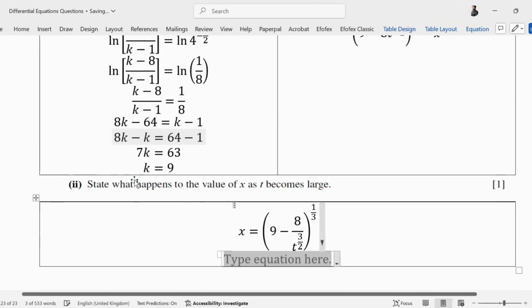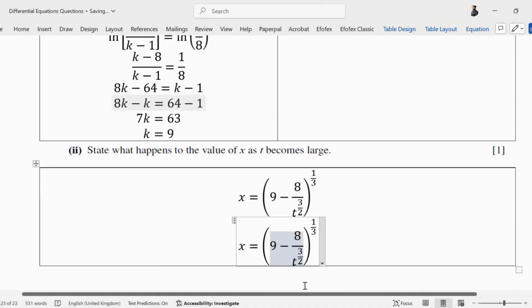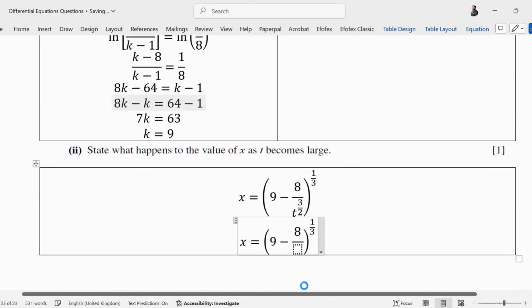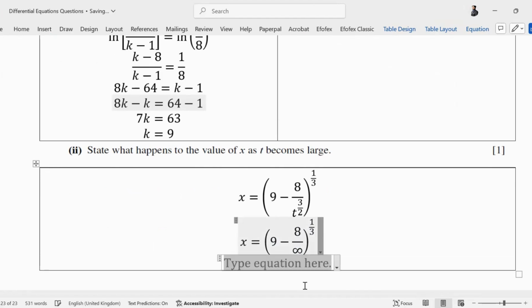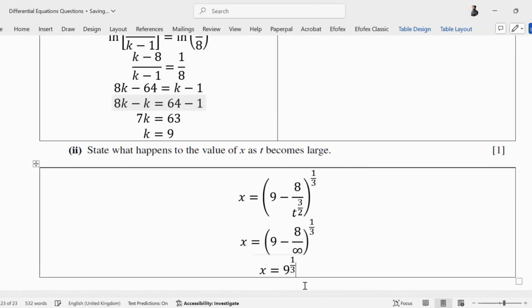So as t becomes infinity or very large, I'll write this entire thing. Infinity to the power infinity is infinity. And this will be infinity. Anything divided by infinity is 0. 8 upon infinity becomes 0. And x approaches 9 to the power 1 upon 3. This is the value that x approaches as t becomes very large.